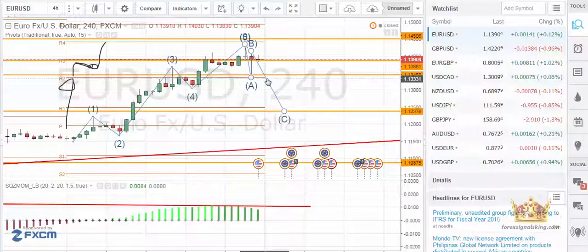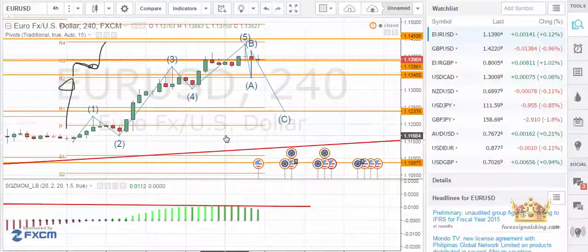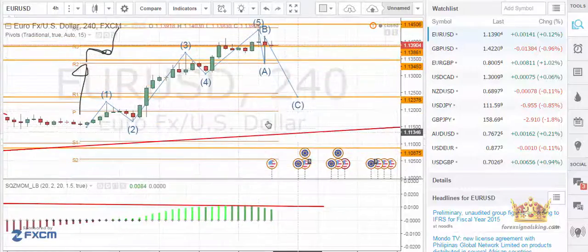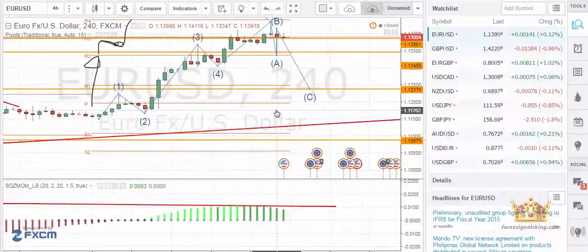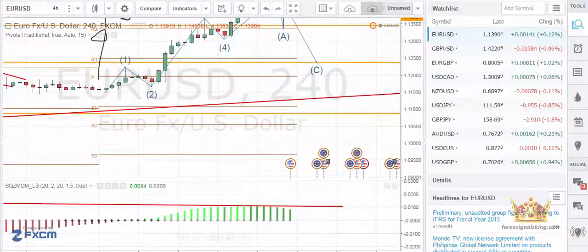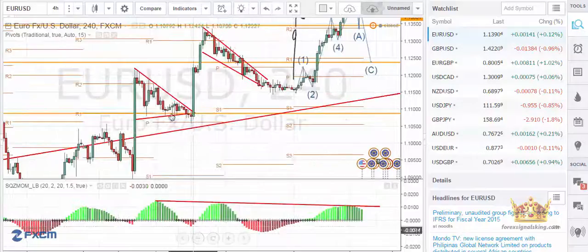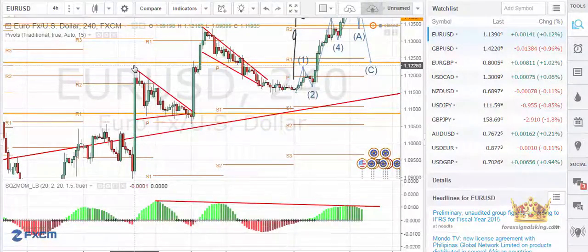Anyhow, let's go back to our analysis. The next expectation, it will go all the way down. First target will be around 1.2376, maybe even lower, to the previous high of March 10th at 1.1224.